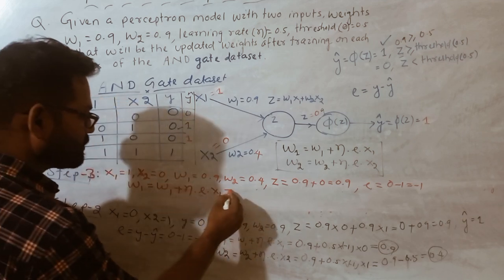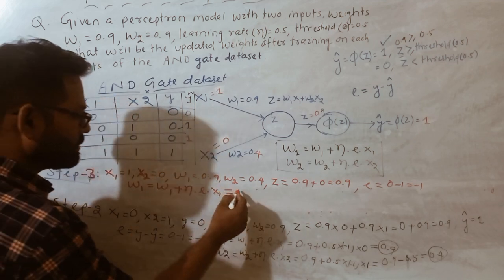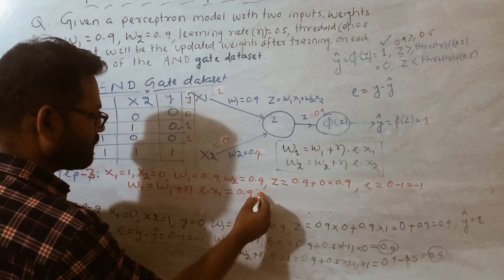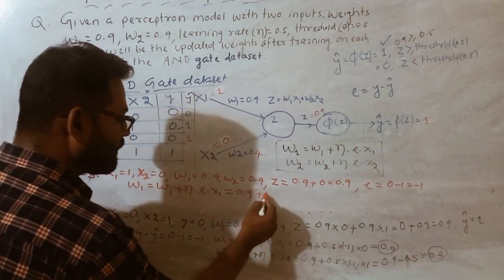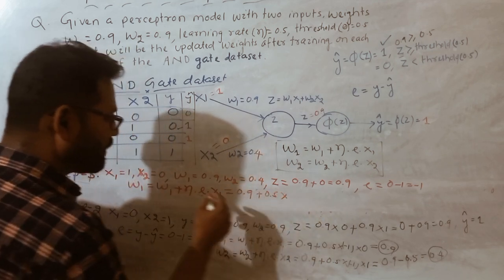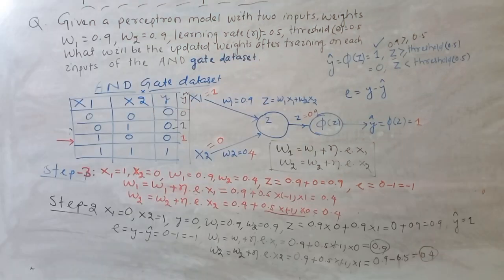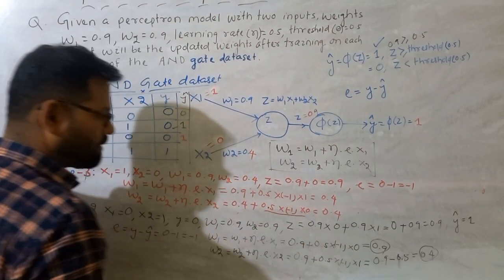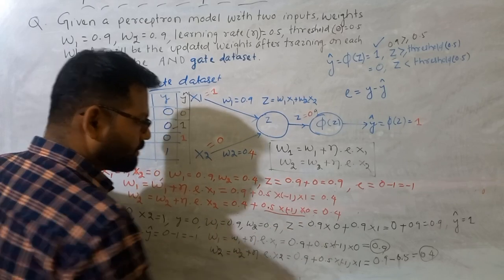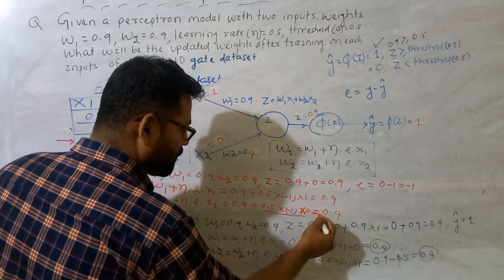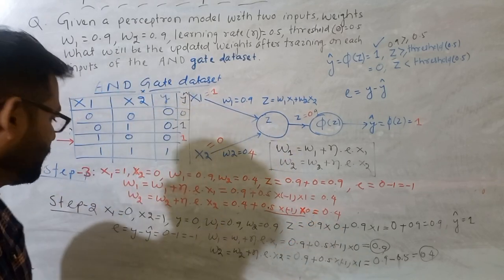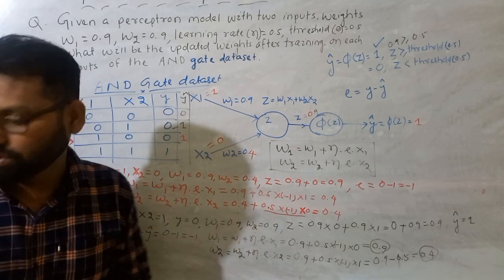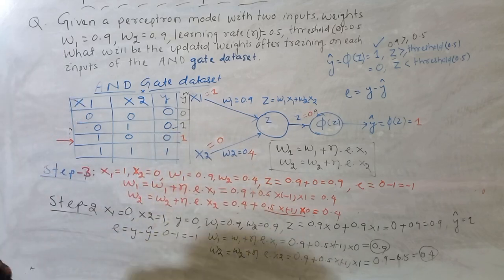Let's proceed. What is W1? W1 is 0.9, plus what is eta? 0.5, into what is error? Minus 1. So here we see 0.5 and error is minus 1, into 0. So I got the weight 0.9. Now let's go for step 4.